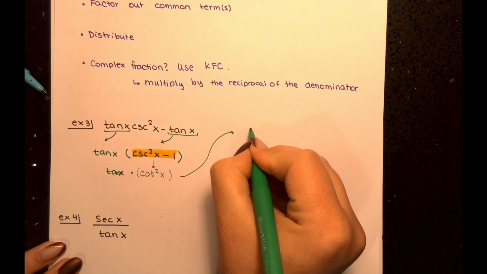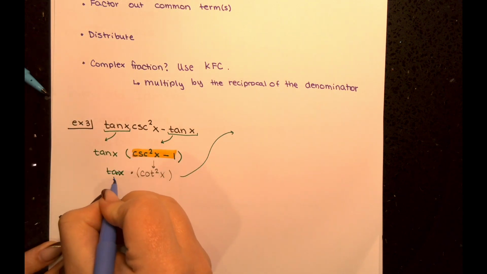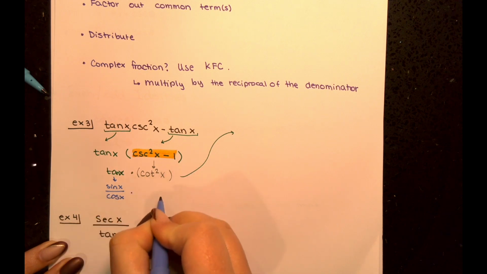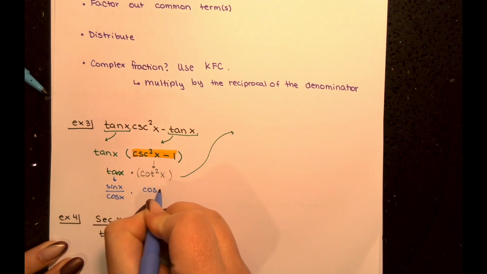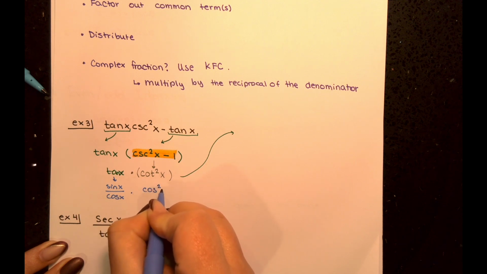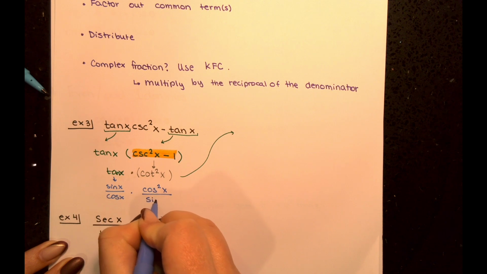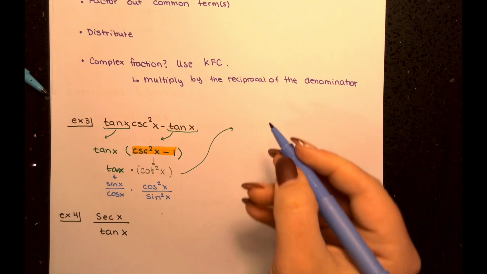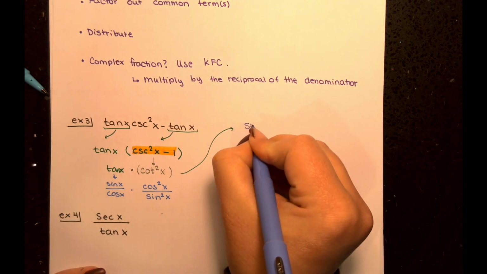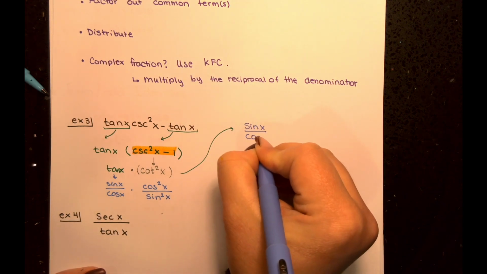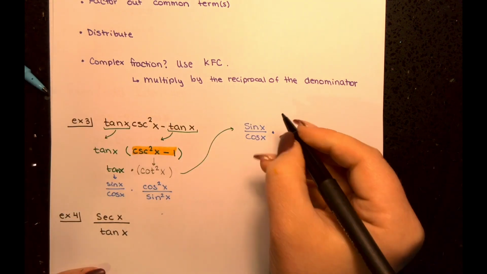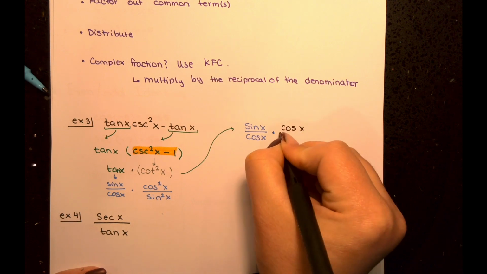And so we have 2 things. We have tangent, which is sine over cosine. And we have cotangent, which is cosine over sine, so cosine squared of x over sine squared of x. I'm going to rewrite that here. So tangent was sine of x over cosine of x, times cotangent, the reciprocal of tangent, so that was cosine of x over sine of x.